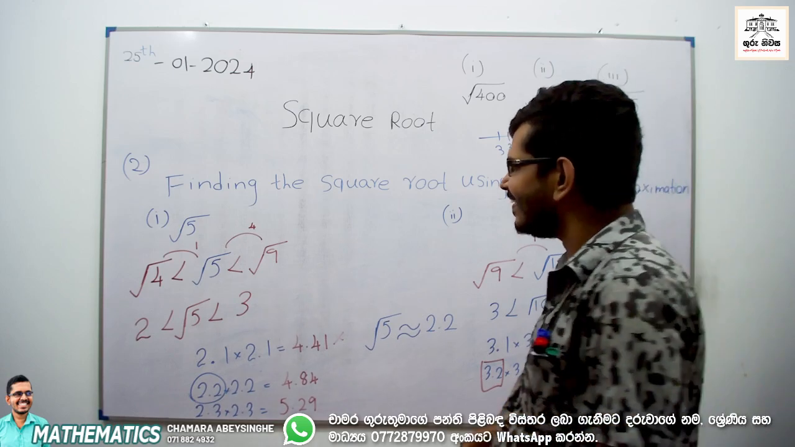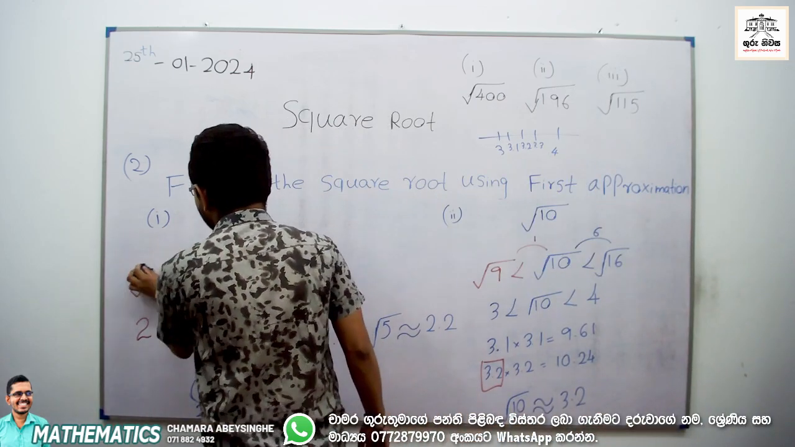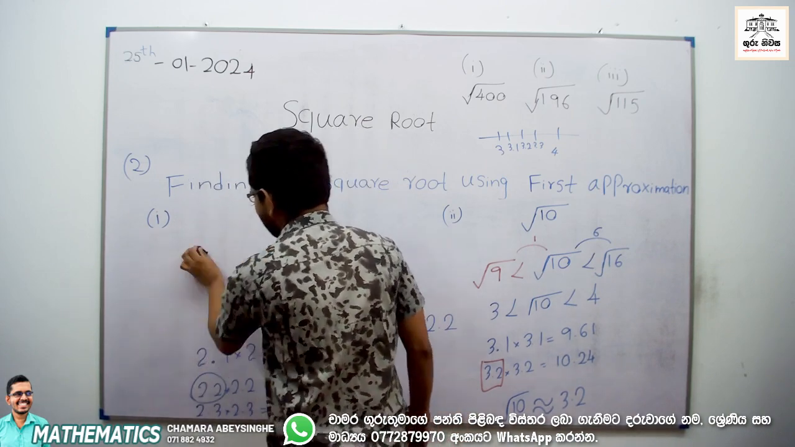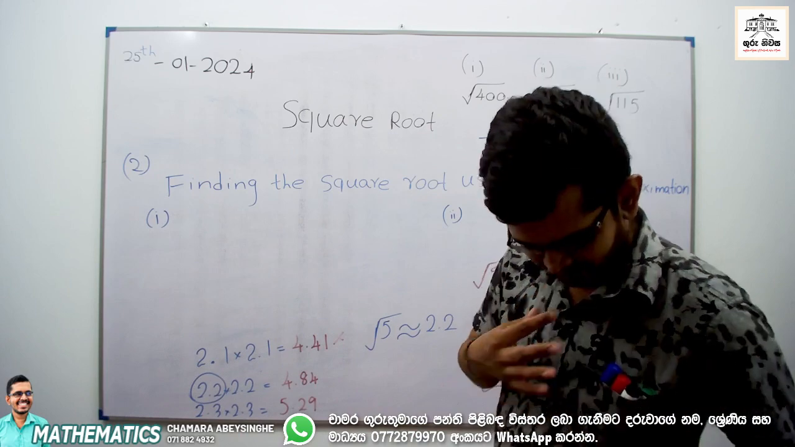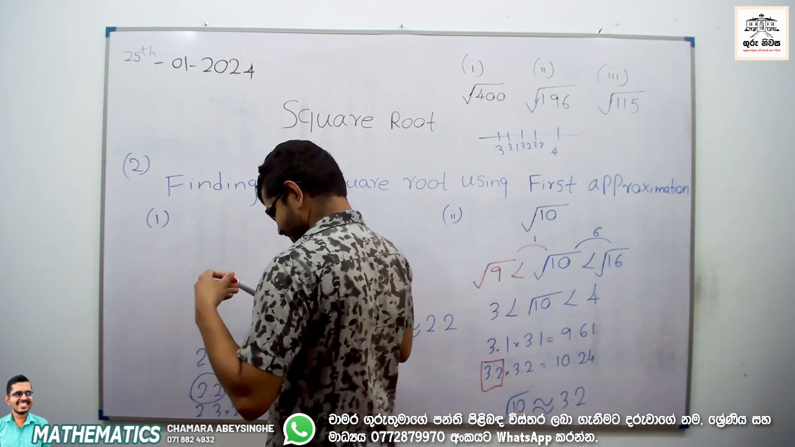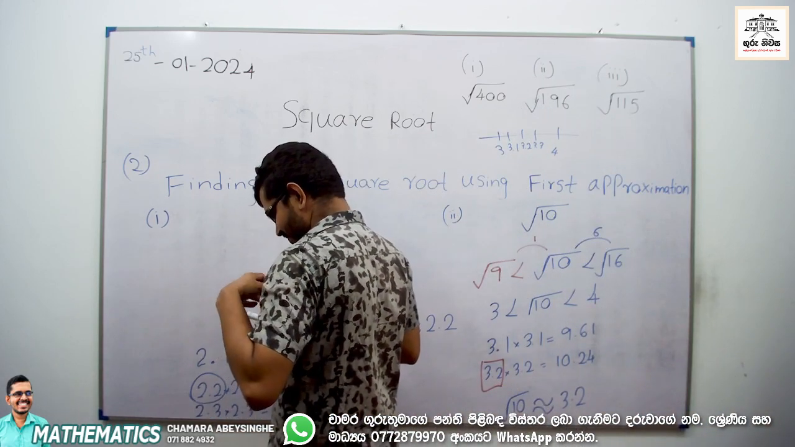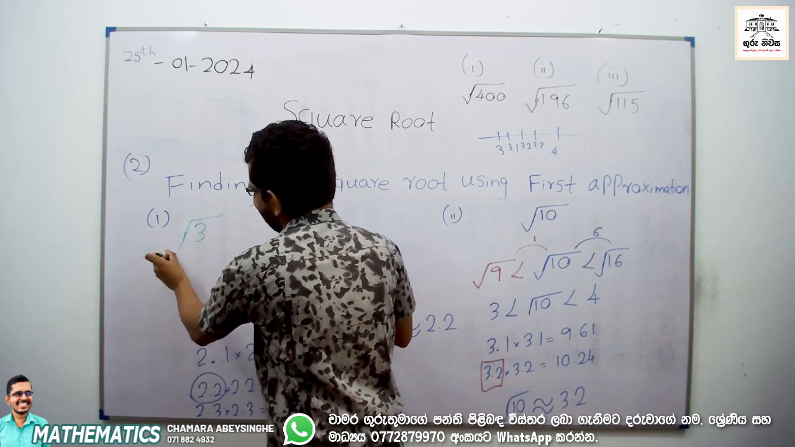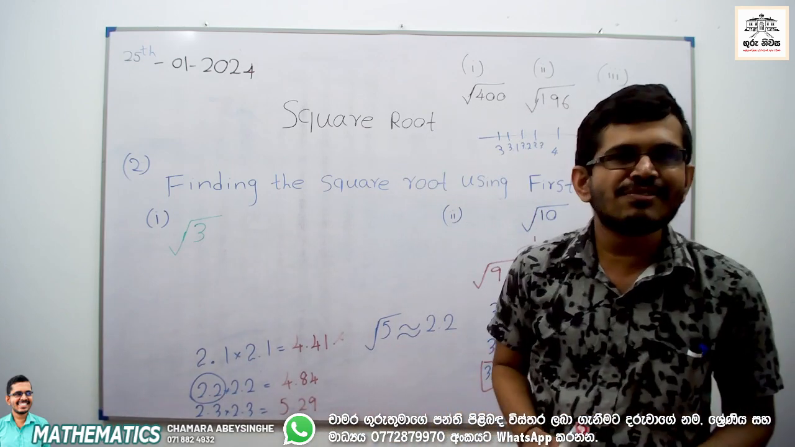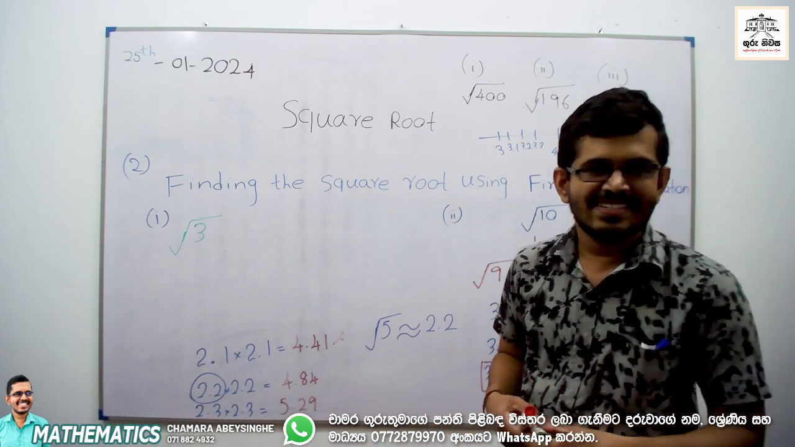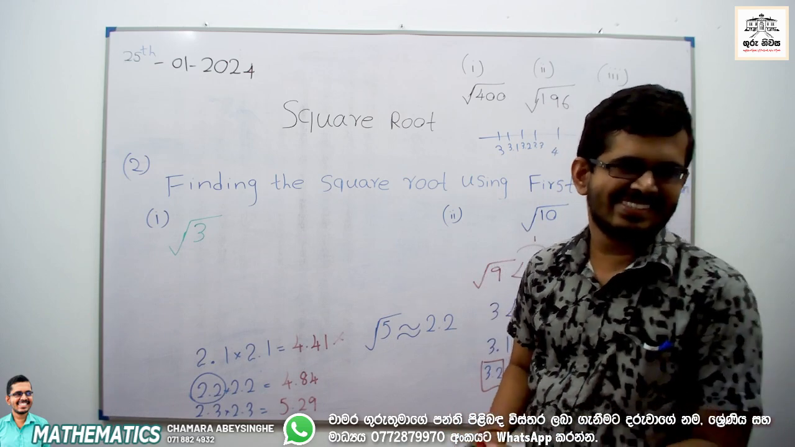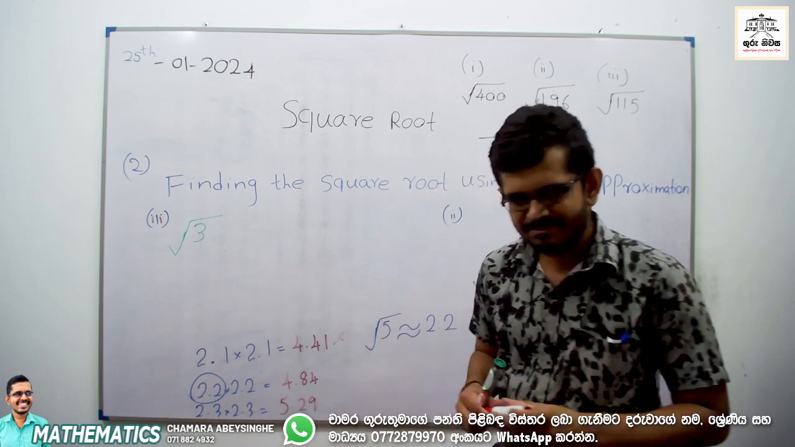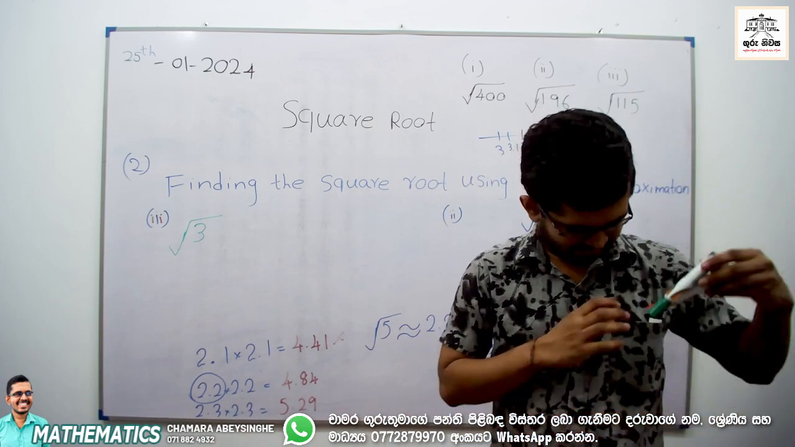Let's look at a small question. I'll give you a small question. Square root 3. Very easy question. Square root 3. Now we start. Very small question. Find the square root of 3.